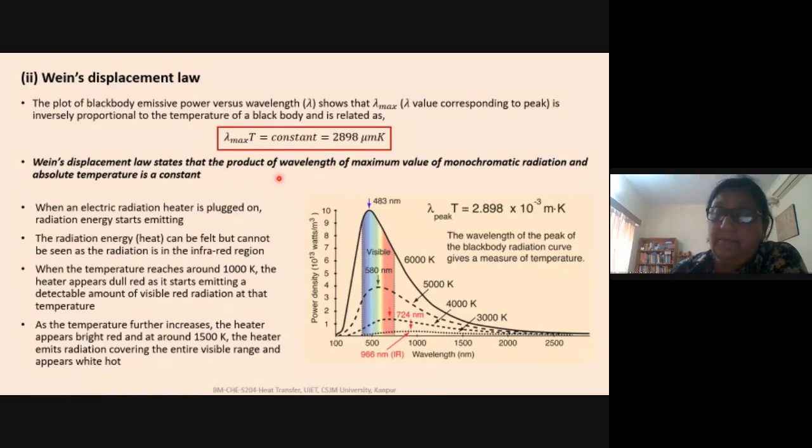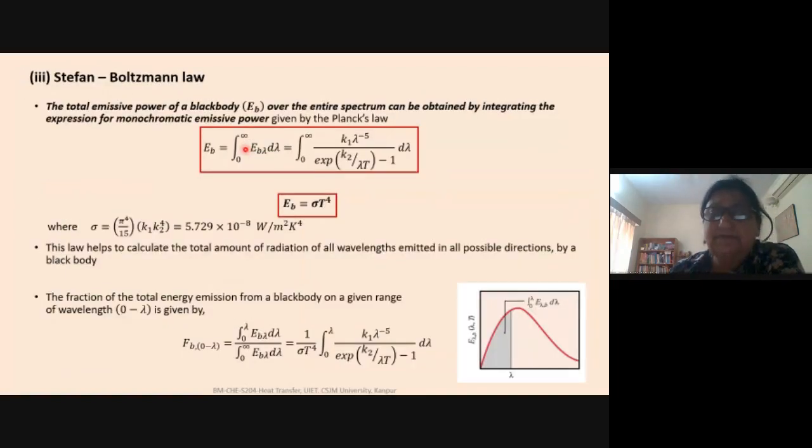So if I know the value of the temperature, I can find out where my maximum peak is going to be. Or if I know the maximum peak, I can find out at what temperature this value is happening. This is my Wien's displacement law. The next one is Stefan-Boltzmann's law.